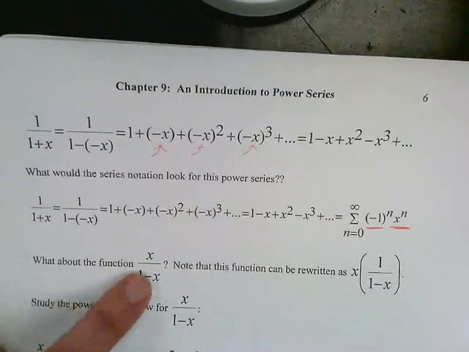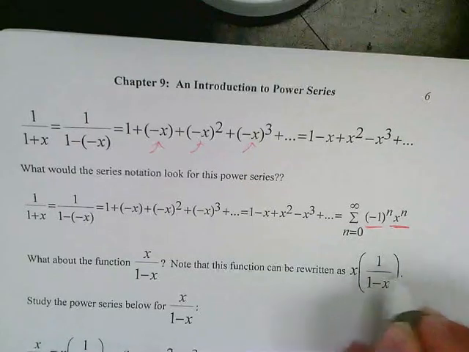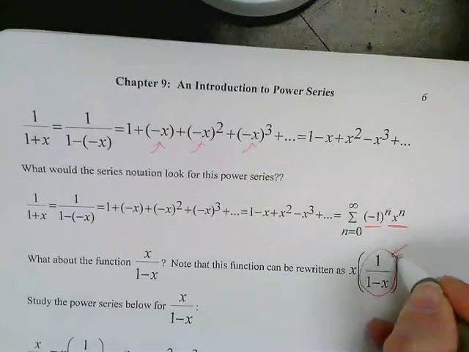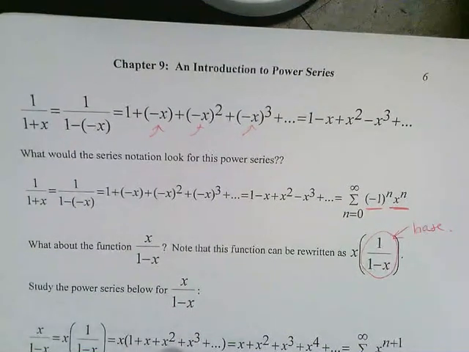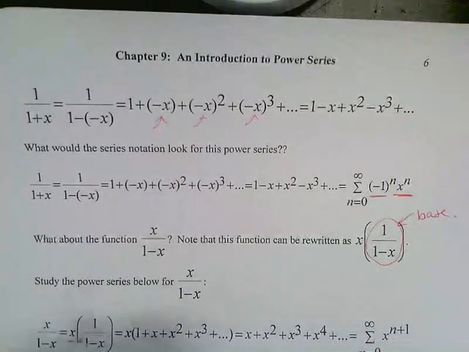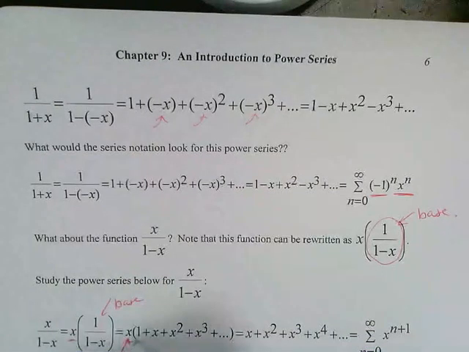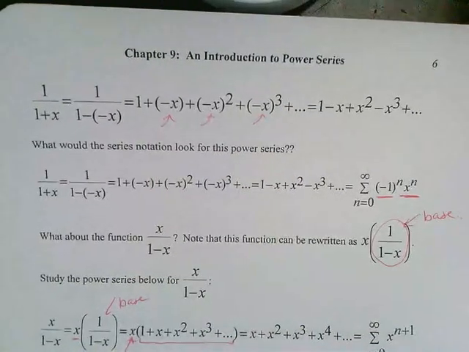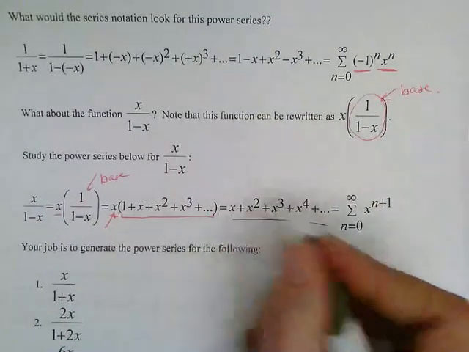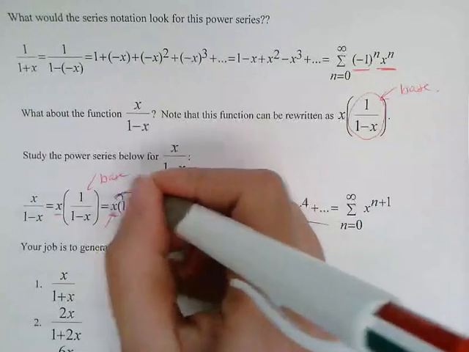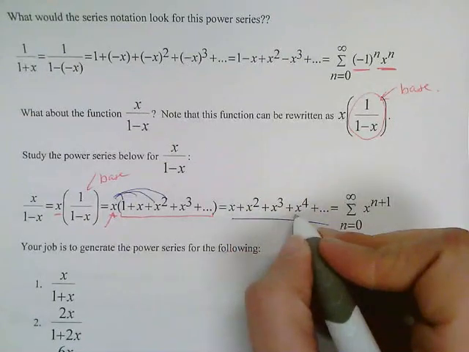What about this function? Note that this function can be rewritten as, take out the x, and now we have our base. So study this power series below. We took out the x, and we still have the base. So you'd see we took out the x, and we wrote in the series for the base. And now what did we do next? To get to this, we distributed that x. And we ended up with x plus x squared plus x cubed plus x to the fourth.